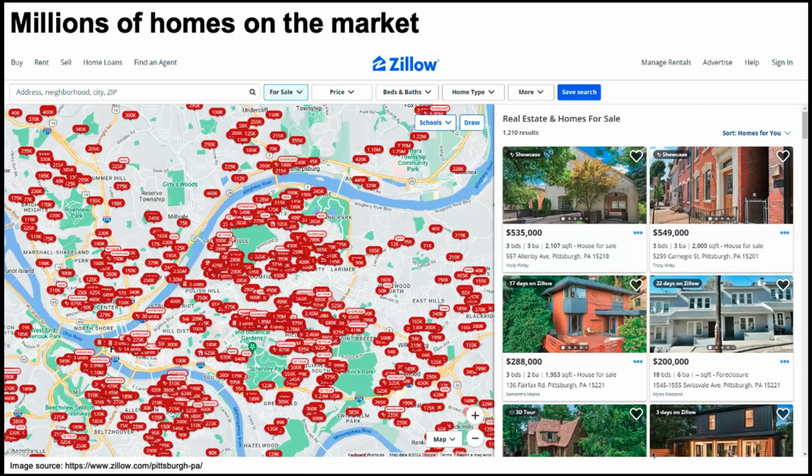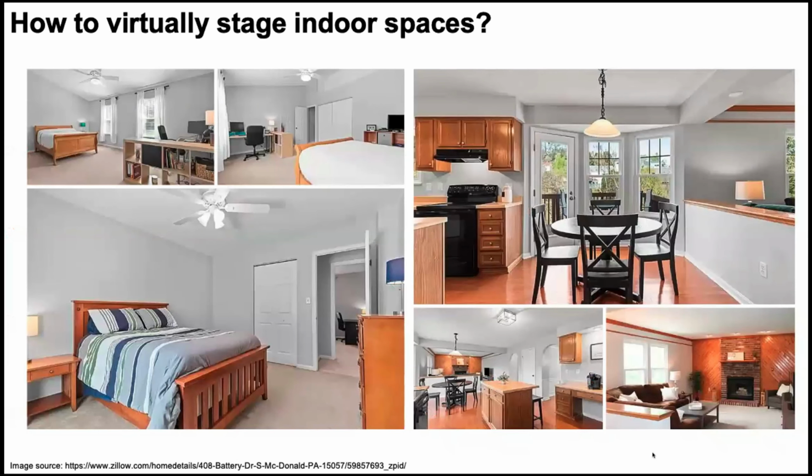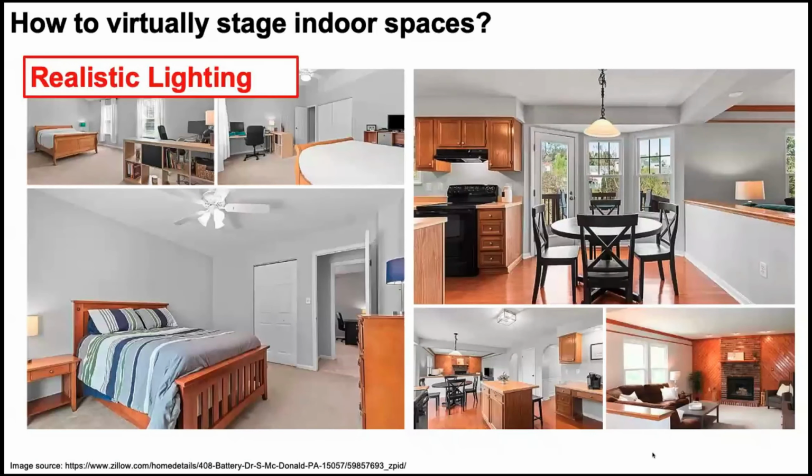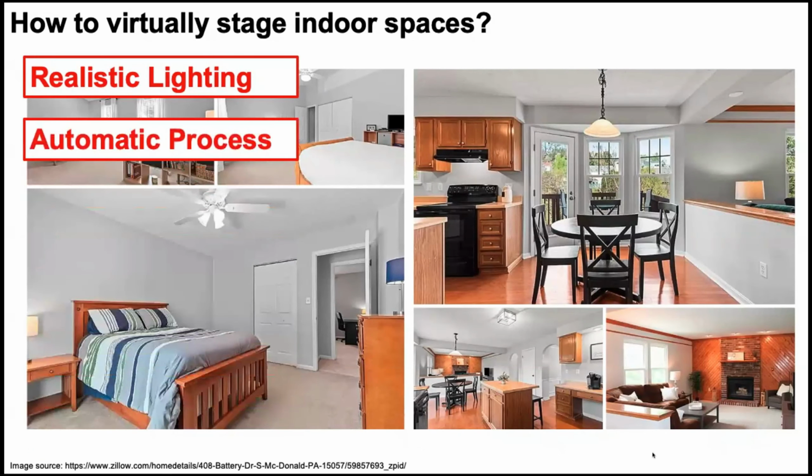And the point is that they are all different, from different geographic locations, in different conditions and different styles. So the point is how to virtually stage indoor spaces. We can see from the website those fancy and carefully polished images. But some people visited the website and then traveled to the home and they were like, that's not what I saw online. In this case, we hope to achieve realistic lighting from both indoor and outdoor spaces. In the meantime, we need an automatic process to achieve this.